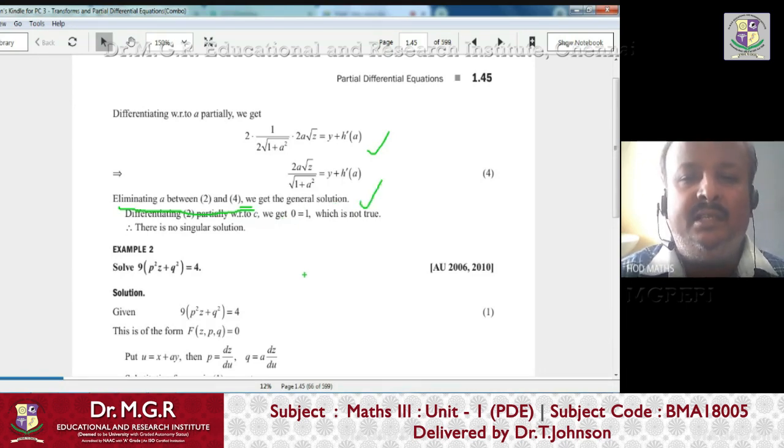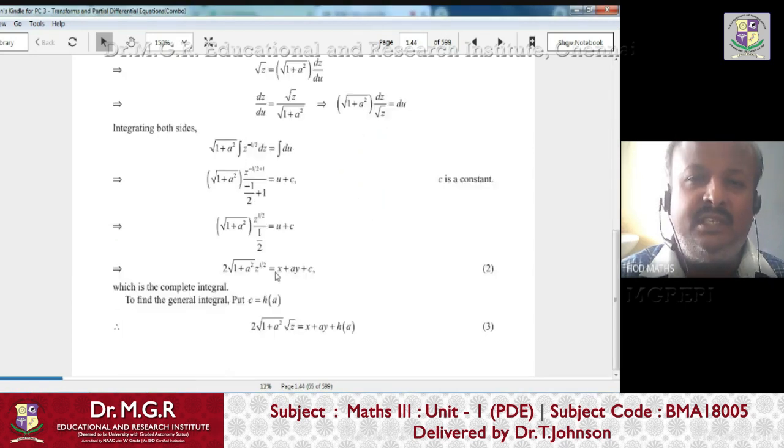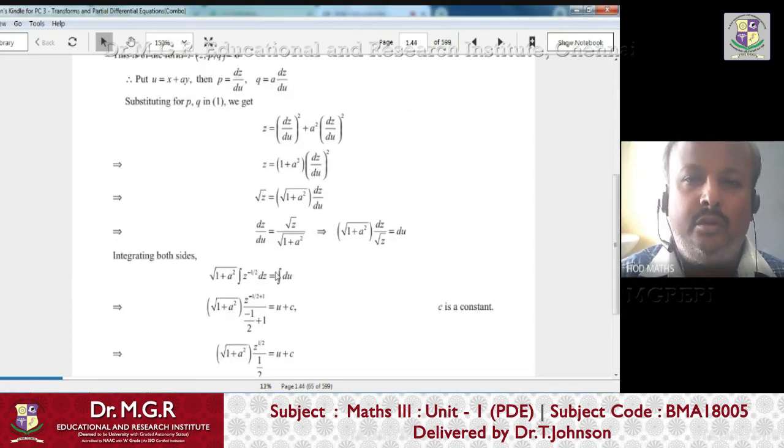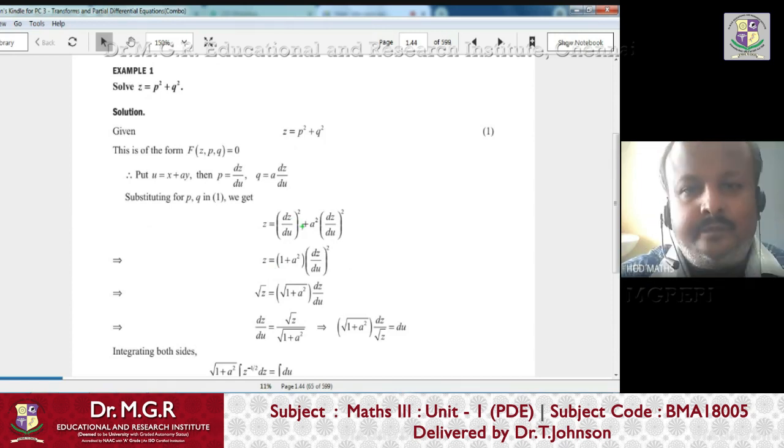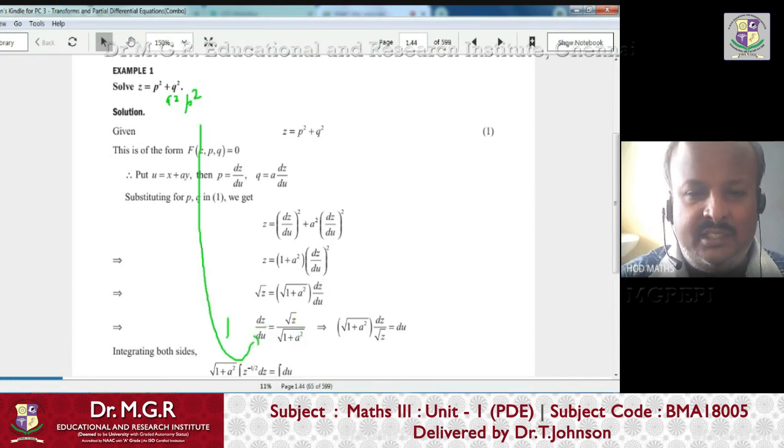I think you understand this, right? So our procedure is very simple. You have to put Q equals to A times P. Then wherever Q is there, you substitute in terms of P. Then you have to find P. If you find P, that is nothing but root Z by root of 1 plus A square. So this is nothing but P, right?